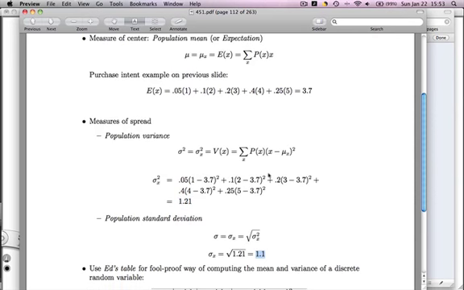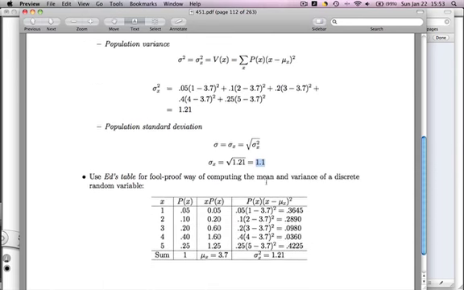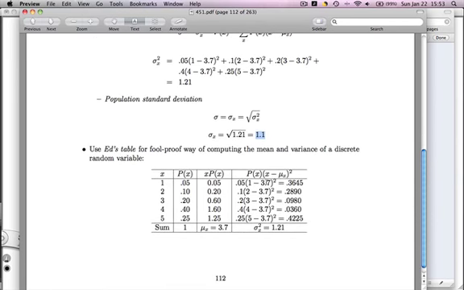Now, students often make mistakes when they use these formulas. So I've tried to come up with a foolproof way of finding means and variances, and here it is. I call this Ed's table, and I strongly recommend that you get good with my table. Here's what you have to do. First column, you put in all the values of the random variables. Second column, you put in the probabilities. Third column, you multiply across. So 1 times 0.05 is 0.05, 2 times 0.1 is 0.2, and so forth.